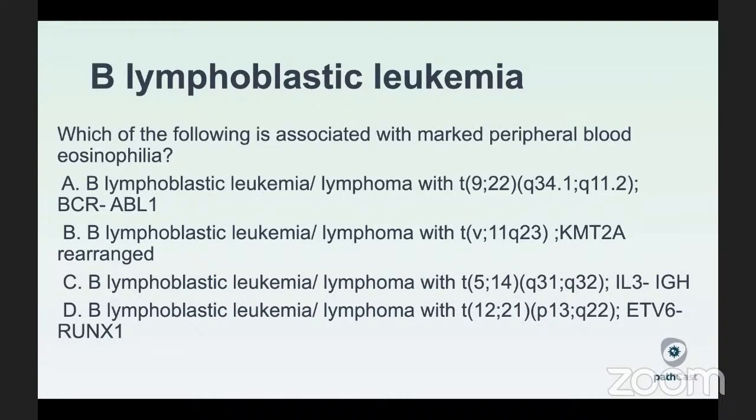B-lymphoblastic leukemia also has some types with recurrent genetic abnormality. Which one has marked peripheral blood eosinophilia? The subtype that does have peripheral blood eosinophilia is the one with translocation 5;14, because it involves interleukin 3, which increases the peripheral blood eosinophils.